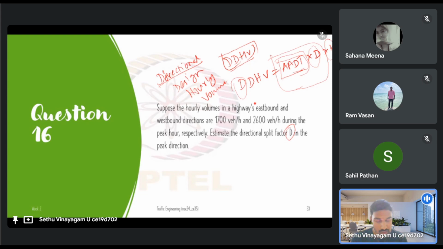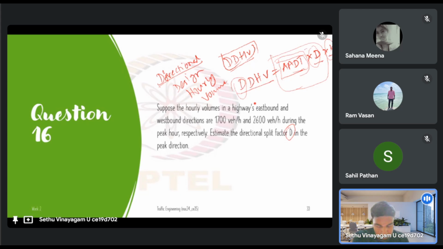So we take the directional proportion and the hourly proportion and multiply AADT with that to come up with the directional design hourly volume. So that's where we need the directional factor. And how do we get that?